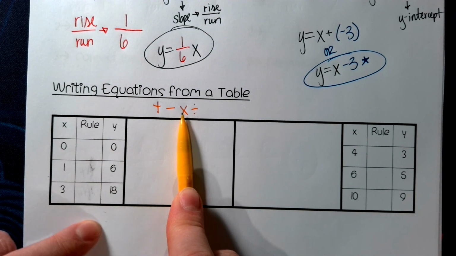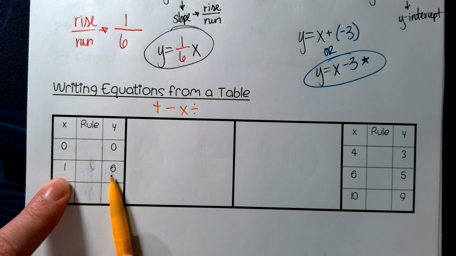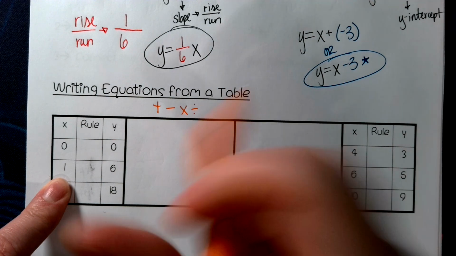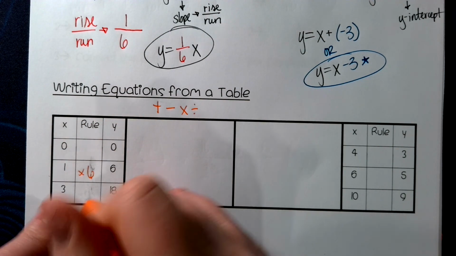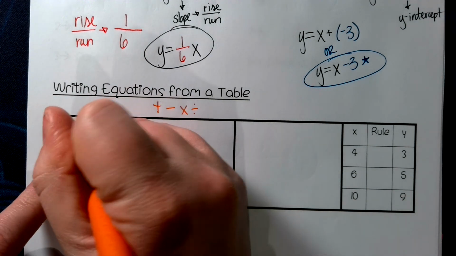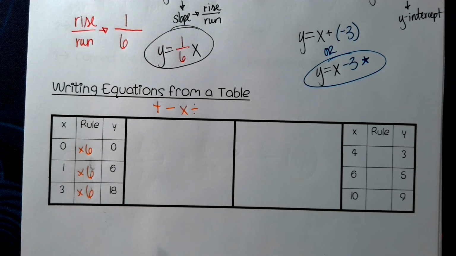Let's see if I multiply. 1 times what gives me 6? Times 6. Does 3 times 6 give me 18? It does. And 0 times 6 gives me 0. So I'm multiplying the same number over and over and over again.